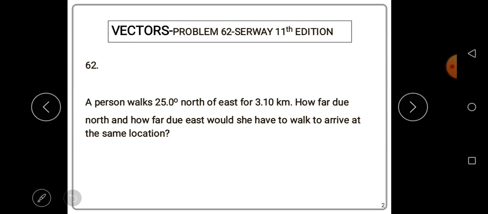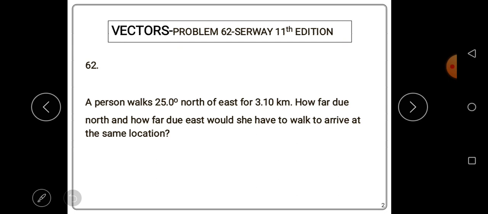In this video, we will continue talking about vectors. The problem we have here is coming from College Physics, 11th edition. This is problem 62, topic 1. Let's see what the question requires us to do.